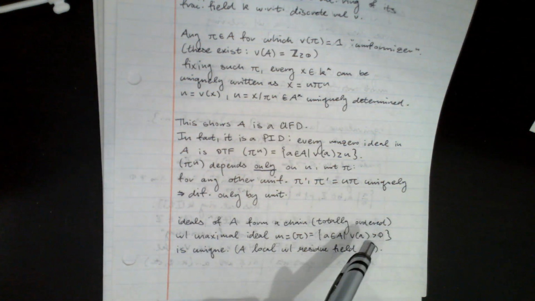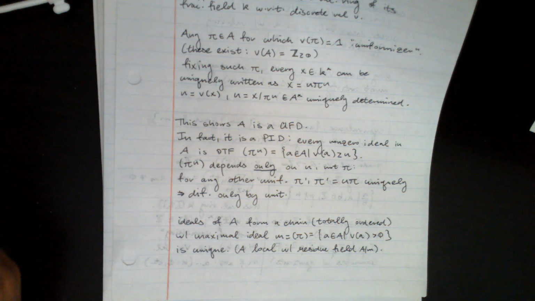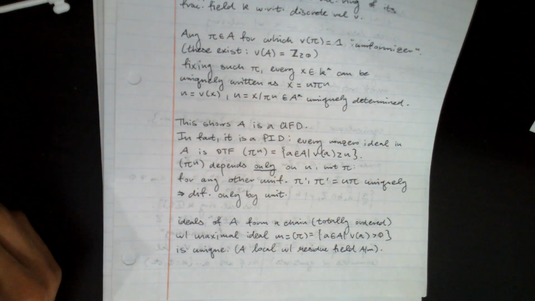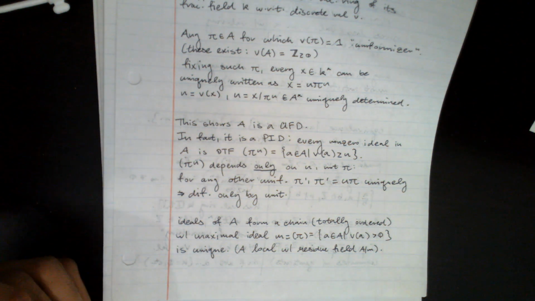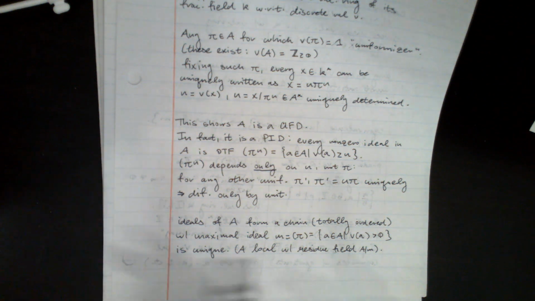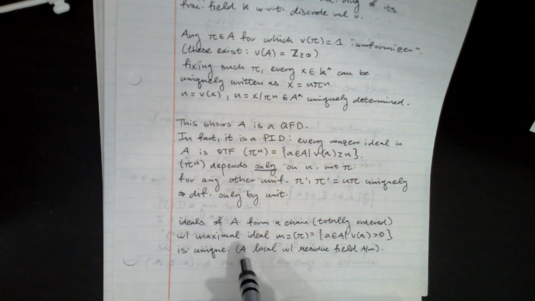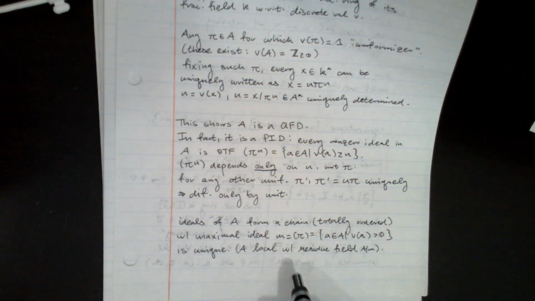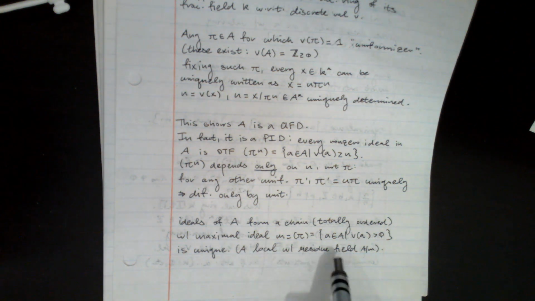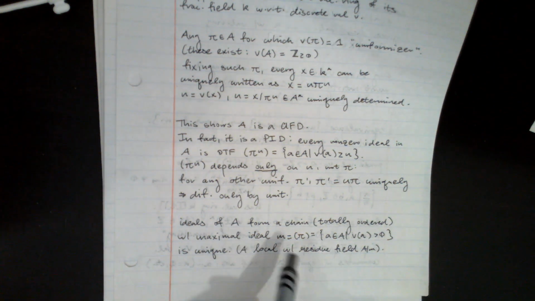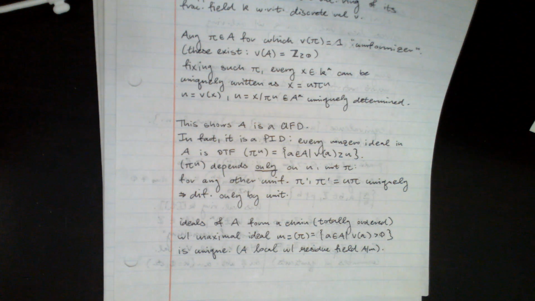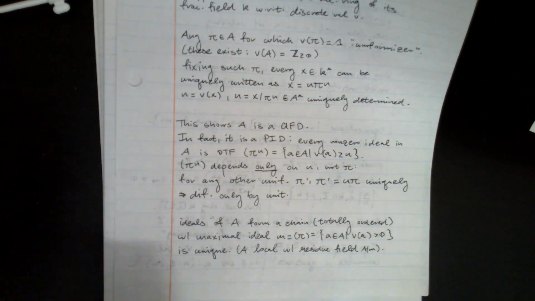Now, this takes the elements that have strictly positive valuation, and we noted how we can separate the elements in a discrete valuation ring, or valuation ring in general, by the sign of their valuation. So we have this unique maximal ideal, in fact, and this turns A into a local ring with residue field A mod M. This is the terminology we use. Local just means it has a unique maximal ideal. The residue field of a local ring is just the ring modulo its maximal ideal.